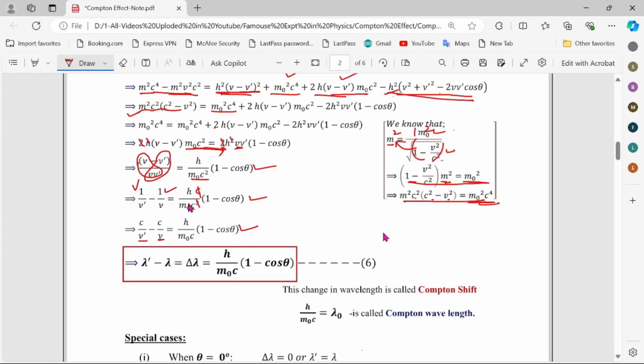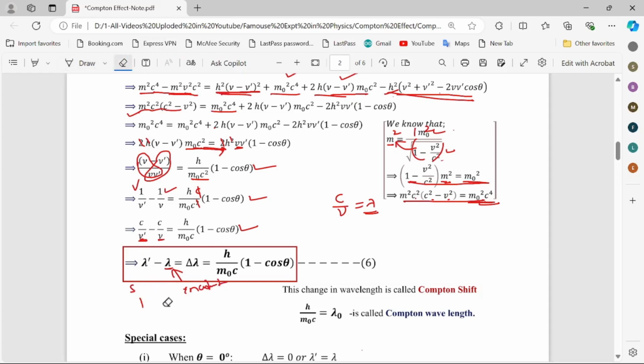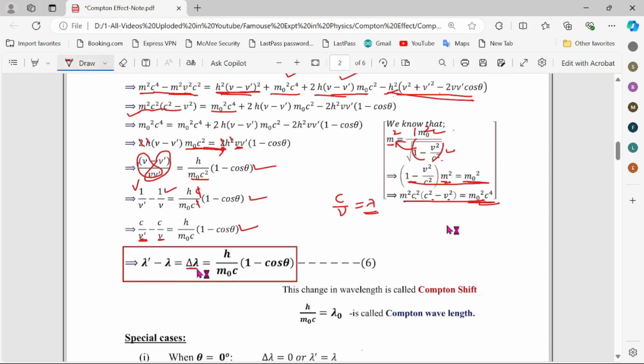Finally we found, and we know that c by mu in general is the lambda. So c by mu dash will be written as lambda dash, and this is your lambda. So this is the wavelength of the scattered photon, and this is your wavelength of the incident photon. So here lambda dash minus lambda is written as del lambda, which is nothing but the change in wavelength, and this change in wavelength is also called the Compton shift, and we found h by m naught c into 1 minus cos theta. Finally we found the change in wavelength expression is this one.